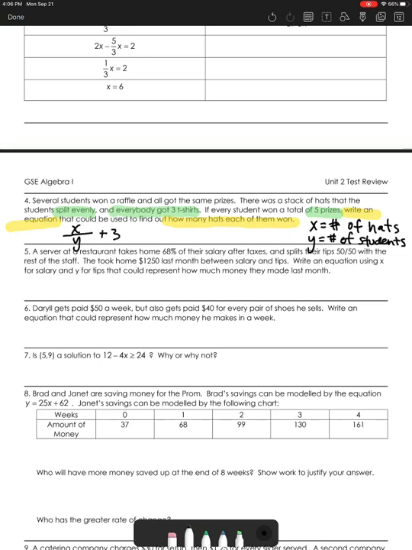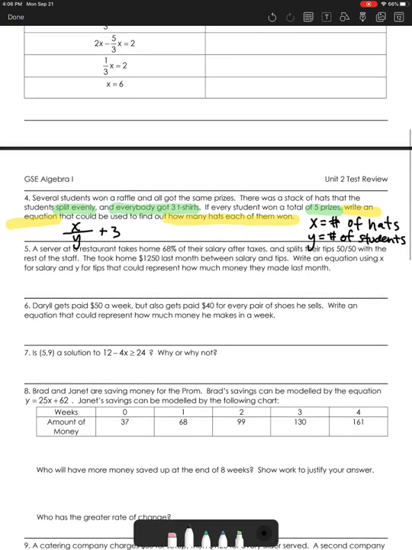So that's just our constant, everyone got 3. And every student won a total of 5 prizes. So this equation shows us that the total number of hats that were in the raffle were split evenly. That's what division tells us to do, it splits evenly amongst all of the students within the raffle. And then every student also got 3 t-shirts, and everyone got a total of 5 prizes. So this is the equation that would be written to find out how many hats each of them won.